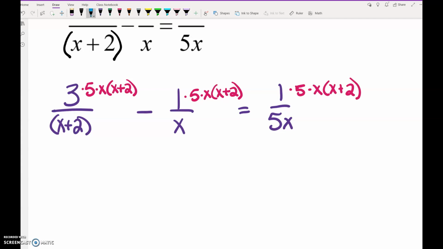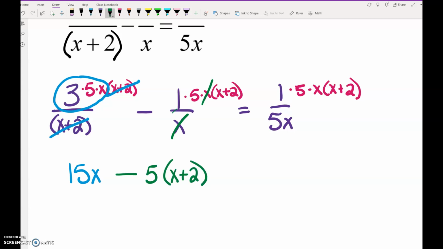In the first term, x plus 2 cancels, and we're left with 3 times 5 times x. What's 3 times 5 times x? 15x. In the next one, the x cancels out the x. We're left with 1 times 5, which is 5, times the quantity x minus 2. So we have minus 5 times the quantity x minus 2. In the third one, the 5x cancels out the 5x, and we have 1 times the quantity x plus 2.